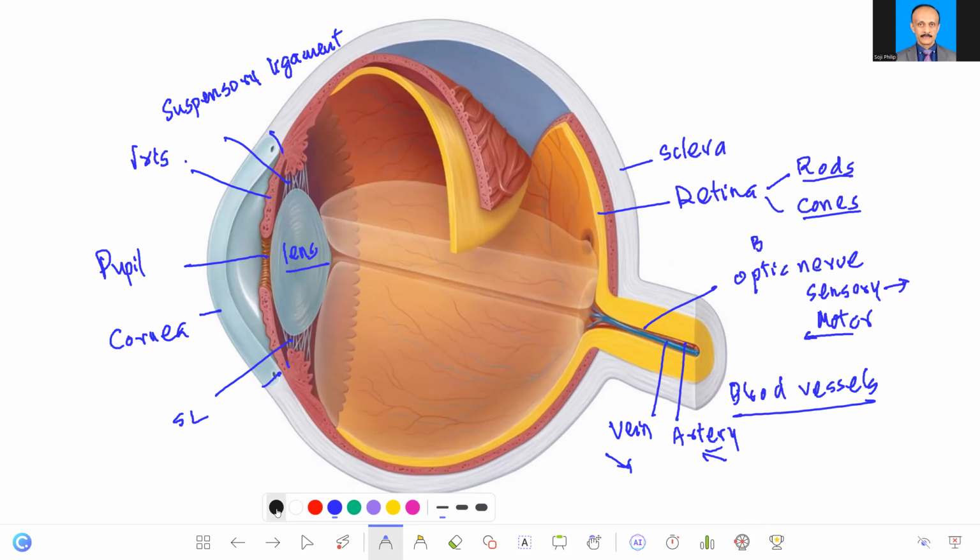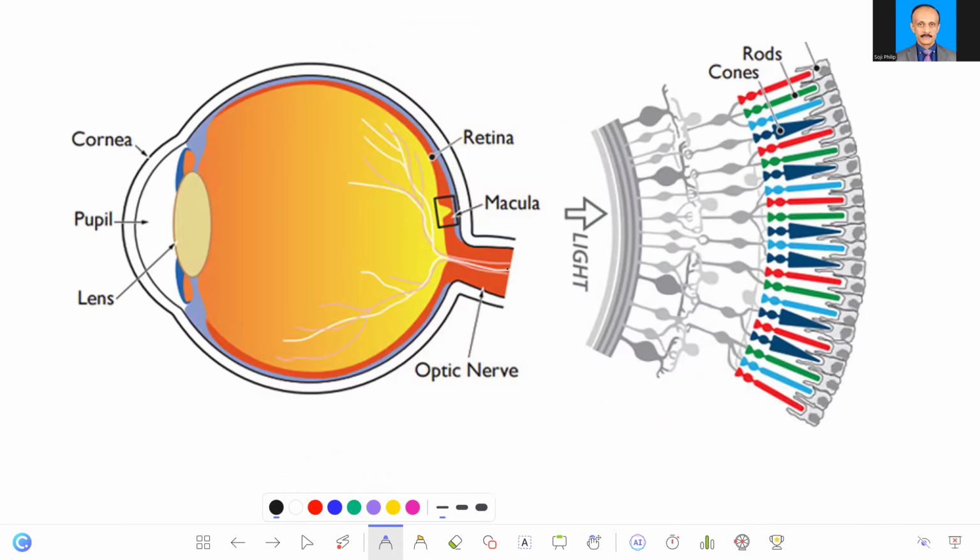And this is a set of muscle. This muscle is called the ciliary body or ciliary muscle. Even here you can find the ciliary muscle. The muscle and the ligament together control the thickness of the lens. There you can see the retina in more detail.